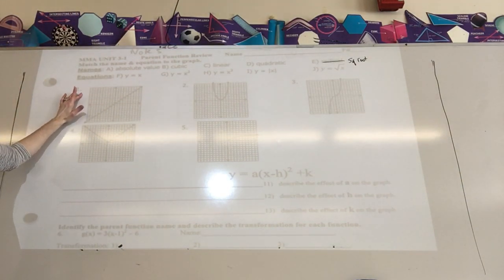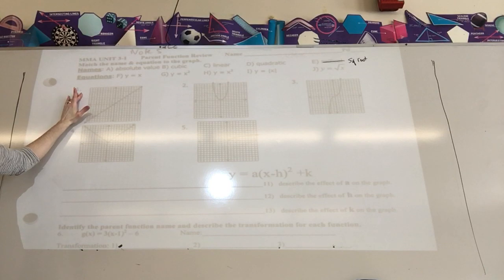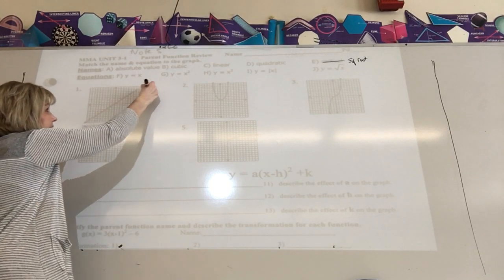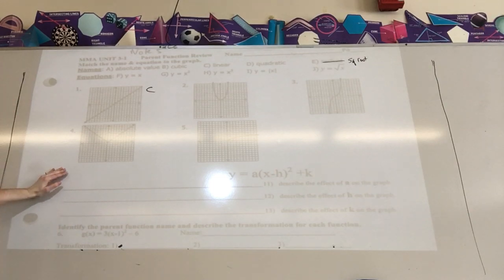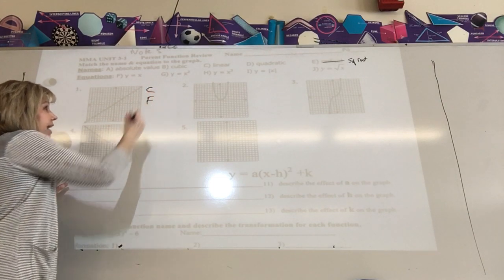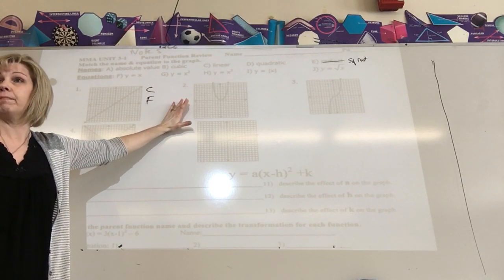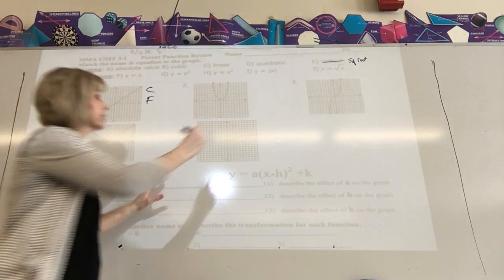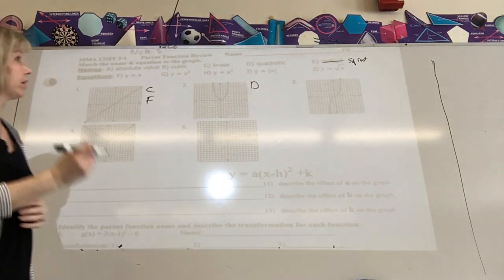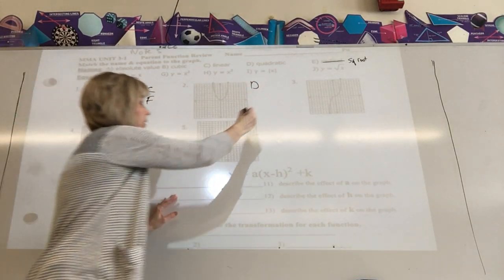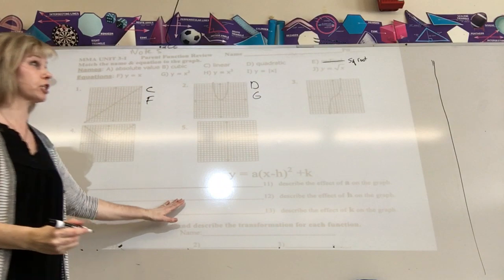So number 1, what is the name first of all? Linear. Okay, so we have which letter? C. So we got C, and what was the equation for it? F. Okay, so we got C and F. Number 2, what is the name? Quadratic, which is D, and what's the equation? G. Okay, y equals x squared, which is G.